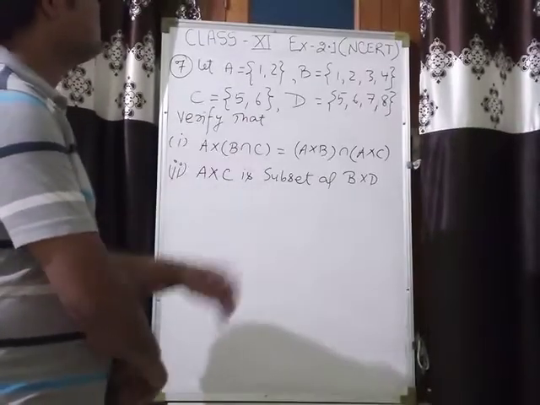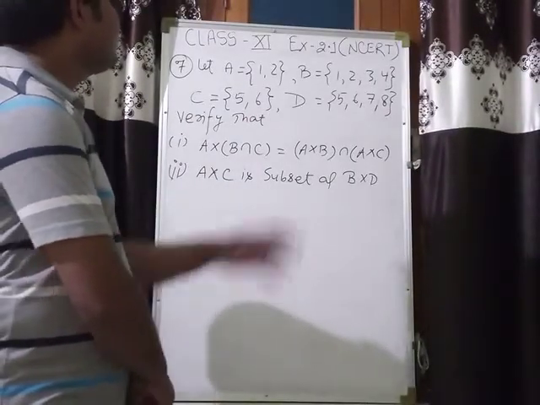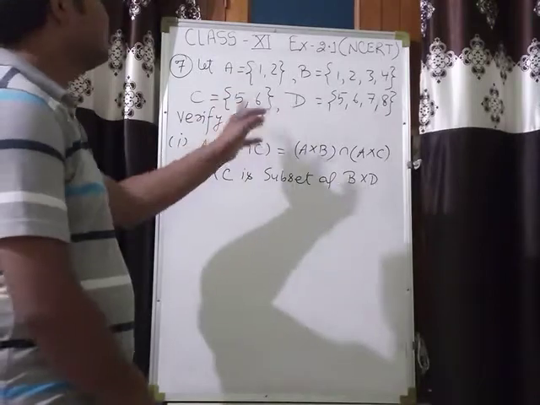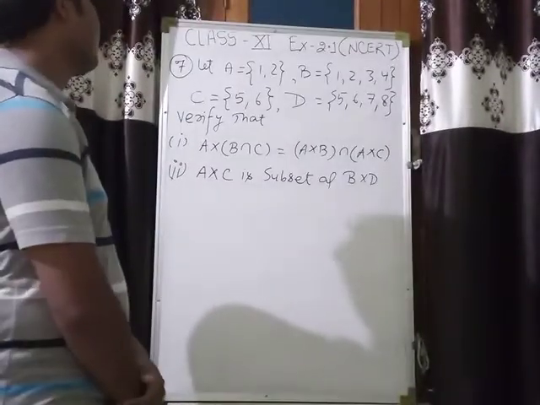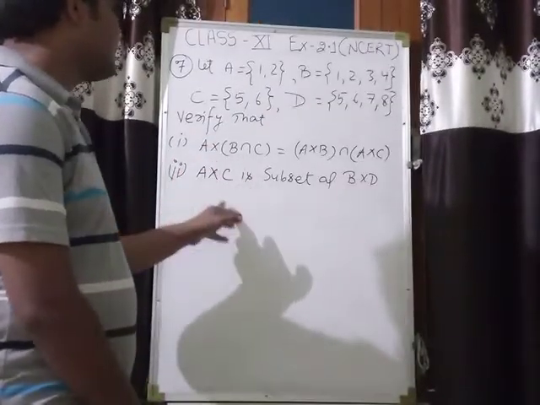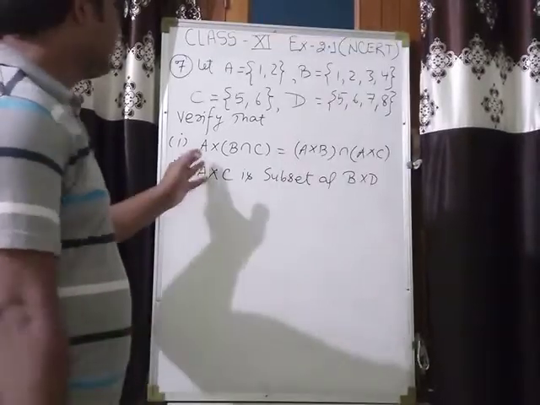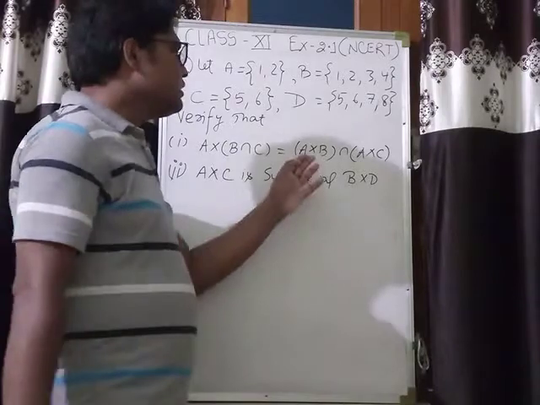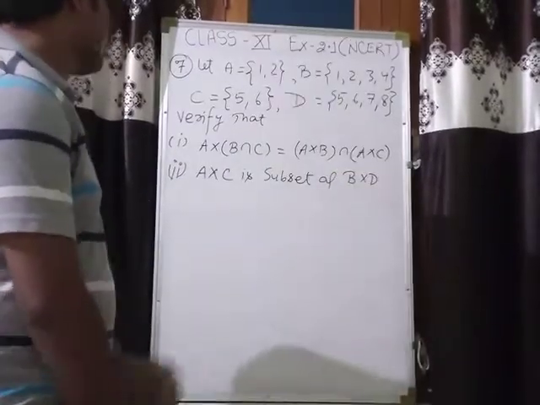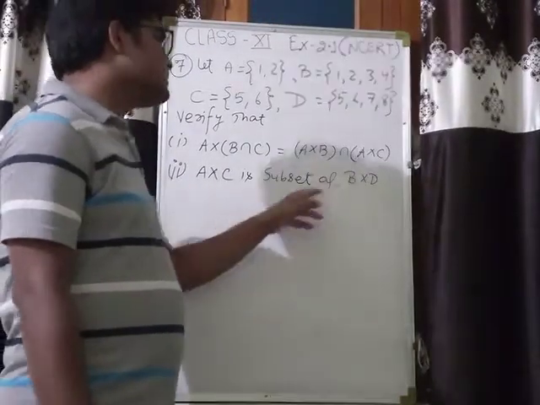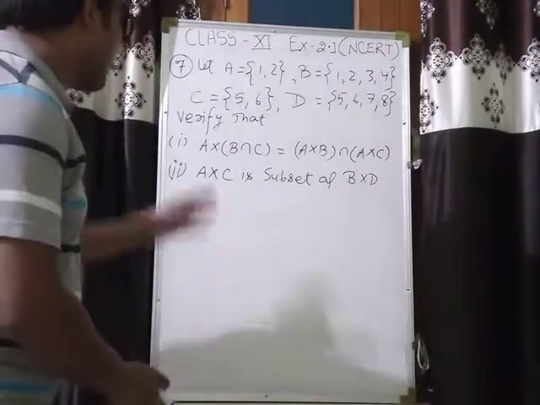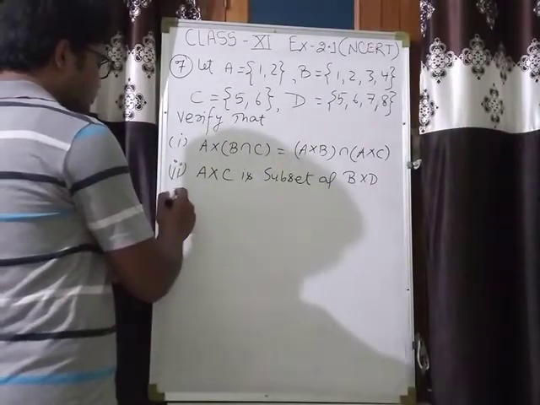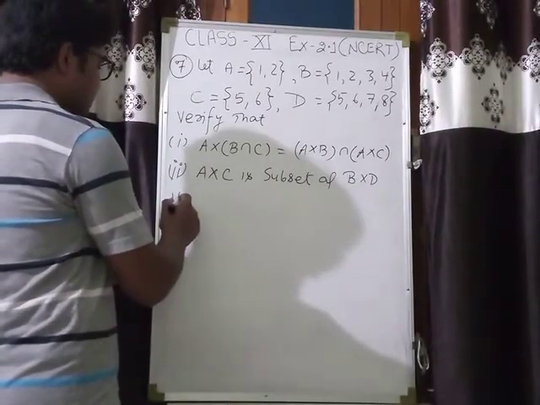I have written it here. In this question, four sets A, B, C and D are given, and the question asks us to verify these two. The first one is A cross (B intersection C) equals (A cross B) intersection (A cross C), and the second one is A cross C is a subset of B cross D. So I am going to verify the first. See its verification.